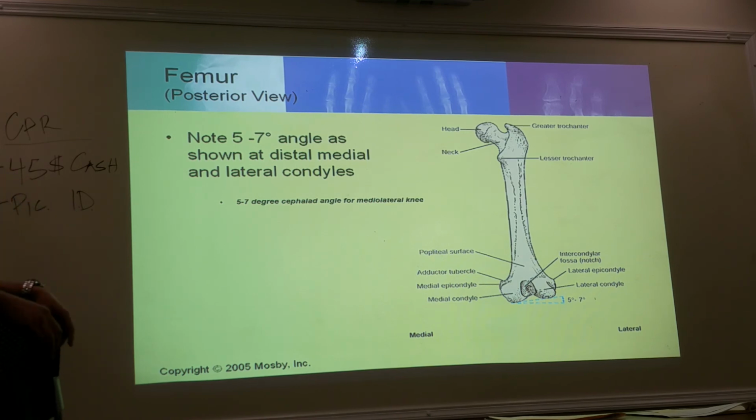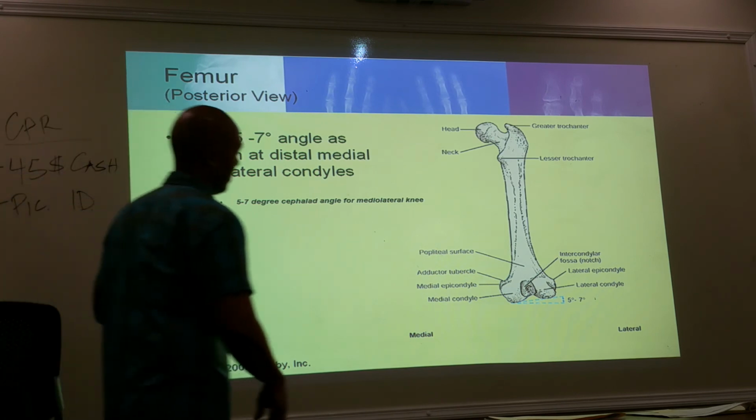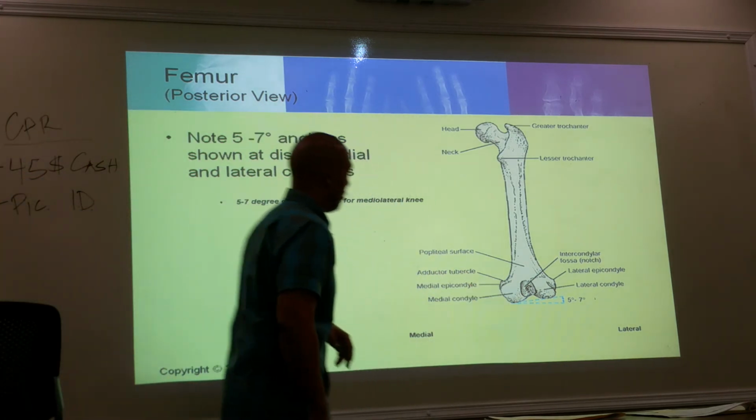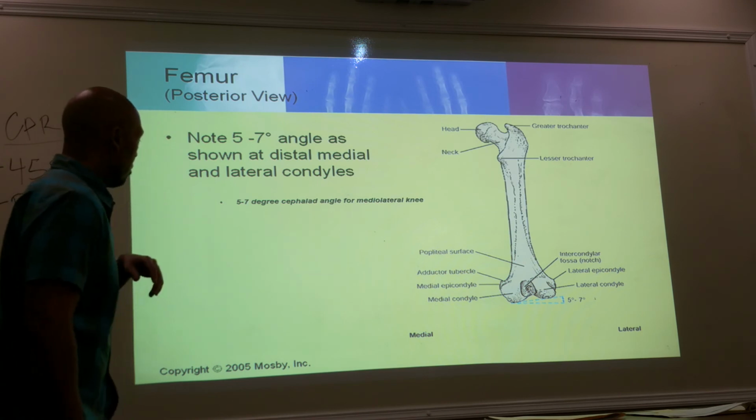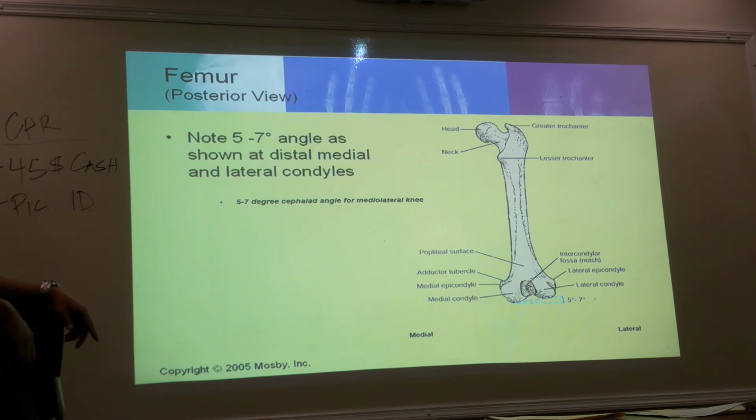Okay, so a 5 to 7 degree angle is shown at the distal medial and lateral condyles, like so. To open that joint space up, we're also going to apply a 5 to 7 degree cephalad angle for a mediolateral projection. Because we have two different types of projection: you have mediolateral and you have lateromedial. It depends on which way the x-ray tube is going. So for a mediolateral projection, it's going to be a 5 to 7 degree cephalad angle.